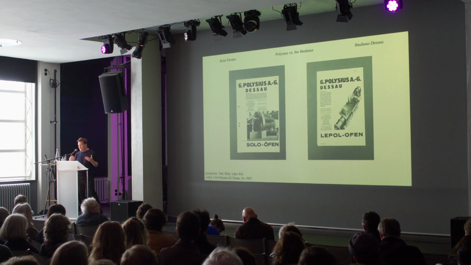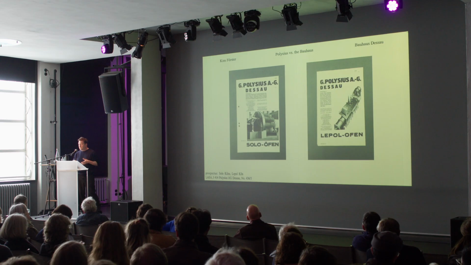At this time, Polysius also ventured across the Atlantic and attempted to establish a subsidiary in Bethlehem, Pennsylvania in 1927 to convert hundreds of kilns. That was the narrative, at least. But efforts failed eventually due to market resistance.